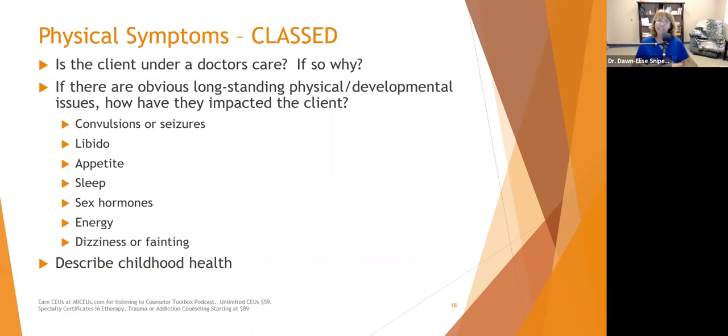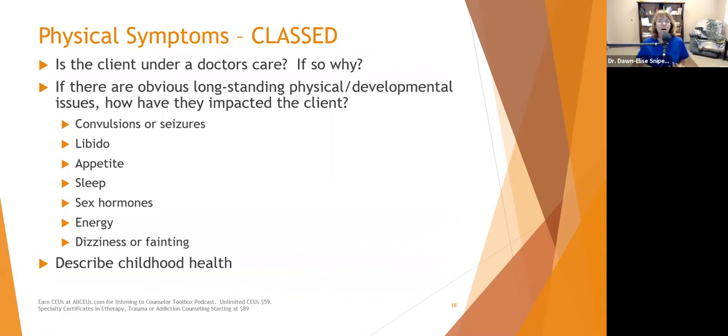And that's one of those that in practice I regularly ask, because a lot of people these days cannot afford to go to treatment because their deductibles are so high or their copays are so high. So they should be under a doctor's care, but they're not. For the NCMHCE, don't worry about that. Just ask, is the client under a doctor's care?